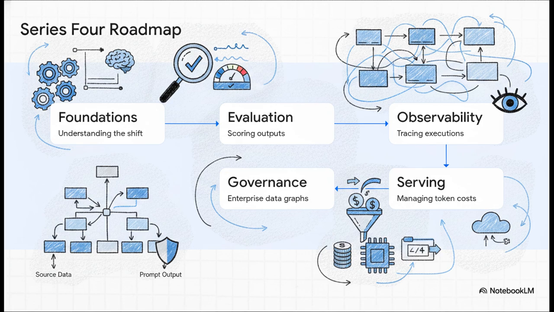We've just covered foundations. Next, we'll conquer evaluation, figuring out exactly how to automatically score non-deterministic outputs. Then, observability, where we learn to trace those complex multi-component executions. Arc 4 covers serving and scaling, focusing heavily on managing those massive token costs. And finally, governance, ensuring your enterprise data graph comprehensively covers the entire chain, from your raw source data all the way to the prompt output.